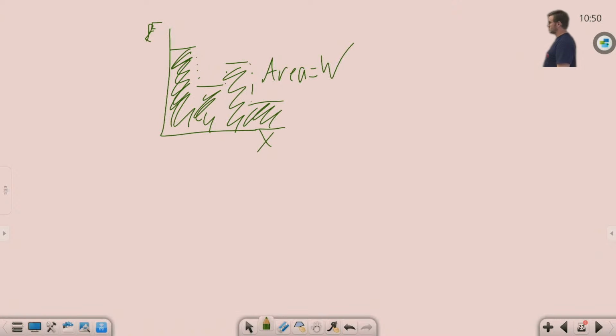Is work the derivative of force then? Work is the integral of force F(x). Okay. Yep.